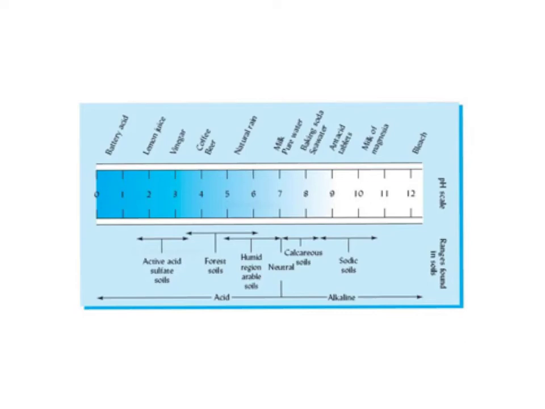In Figure 9.2, we have a pretty common pH scale with some of our soils and different kinds of our soils on that pH scale as well. At the top, you'll see the extremes here: battery acid, of course, very acidic. Bleach is our example of what is very basic. Natural rain. Note that it is acidic.